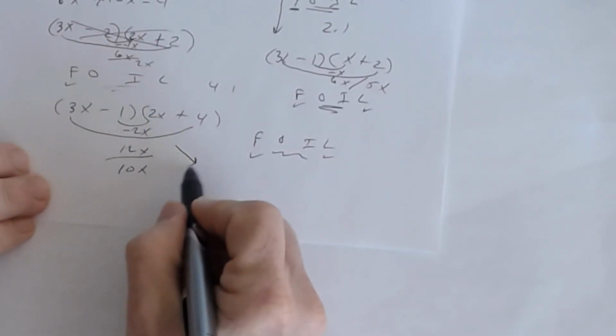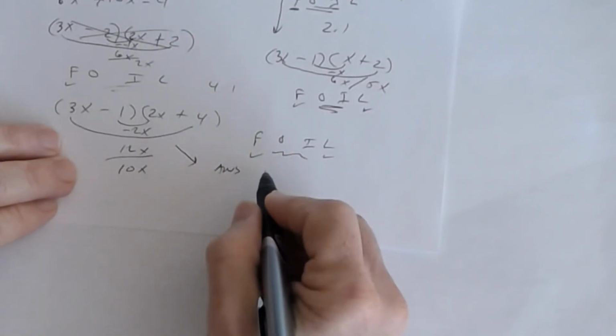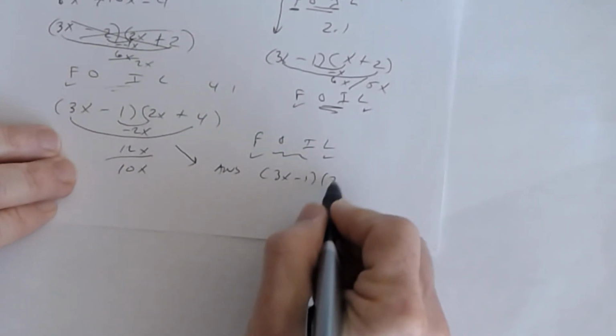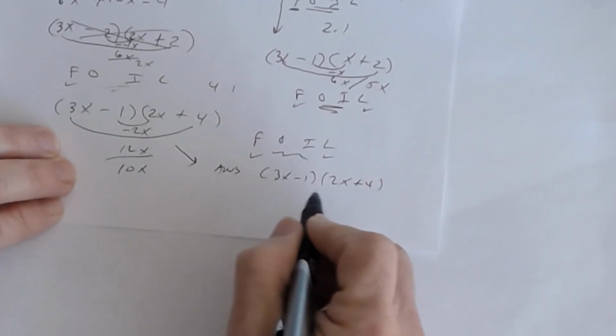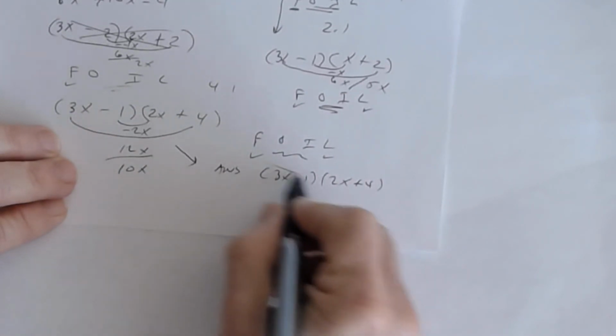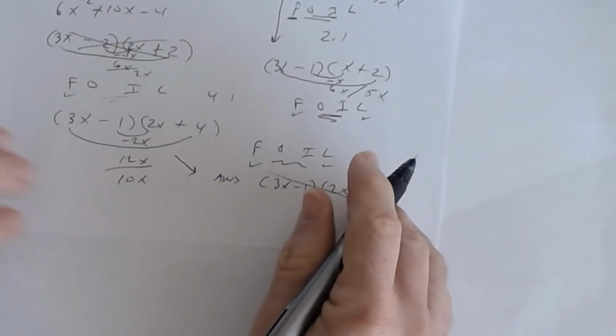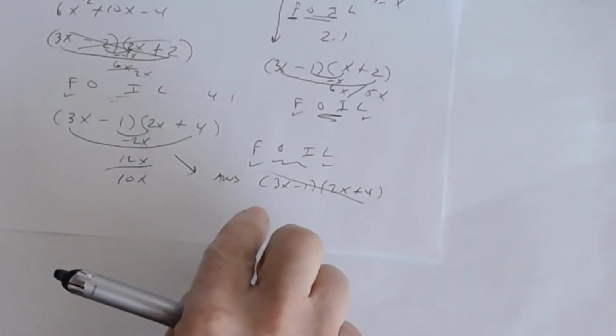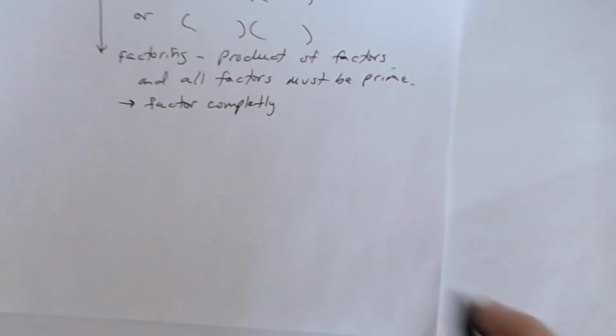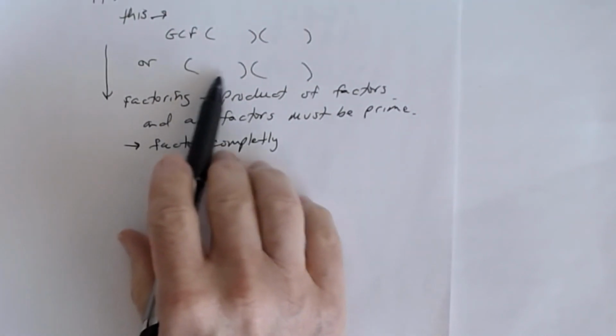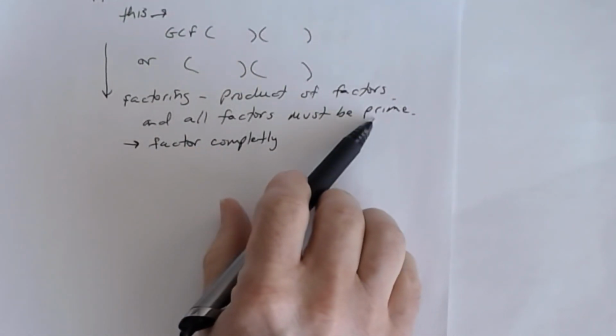All right, so here's the problem though. Some of you are going to say this is your answer. You're going to say 3x minus 1 times 2x plus 4. That is not the answer. The reason it's not the answer, just like on worksheet number 1, is because you have to make sure that these factors are prime.